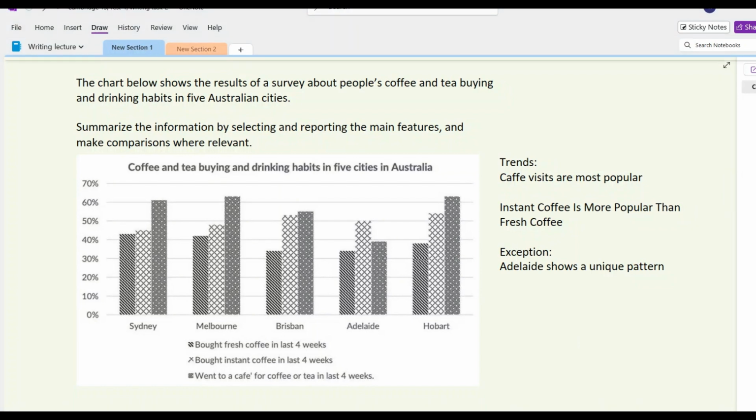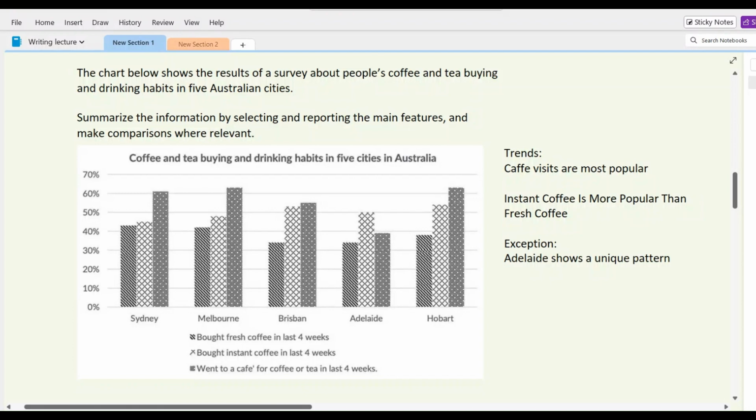The first thing is that we need to make a summary out of this bar chart. And secondly, we need to report this bar chart. And while reporting, we need to keep in mind that we need to include just the main features and we should make comparisons where relevant. Basically two things, making summary and reporting. And reporting must include main features and comparisons.